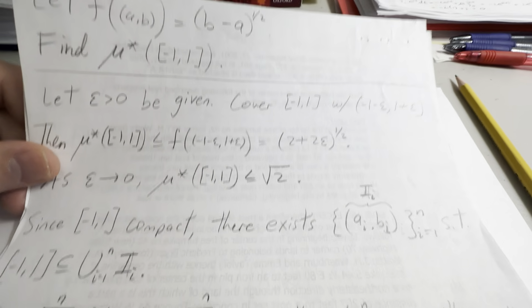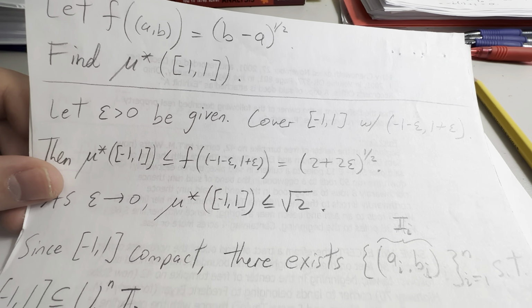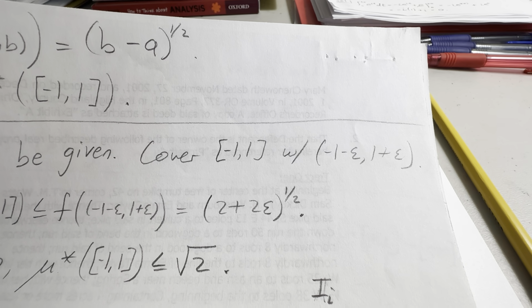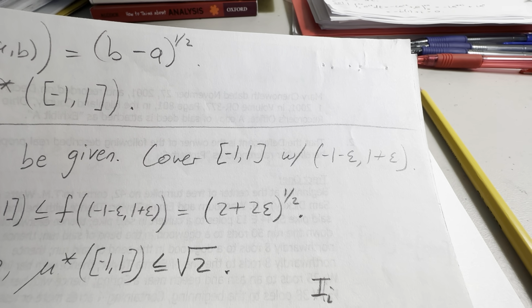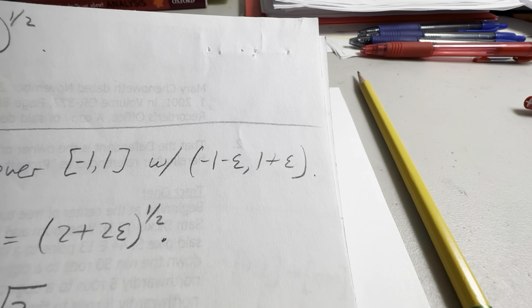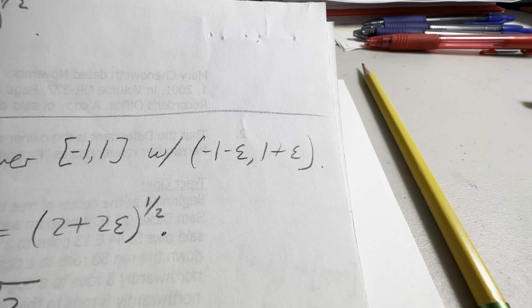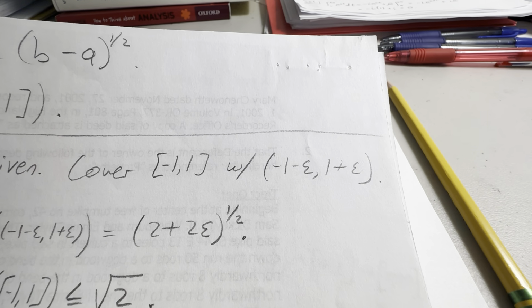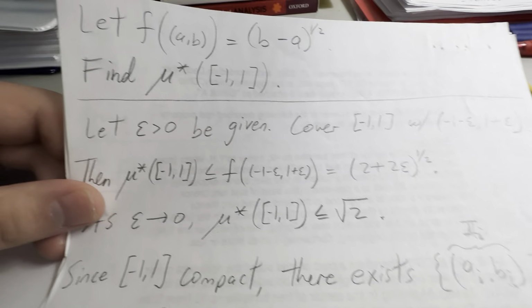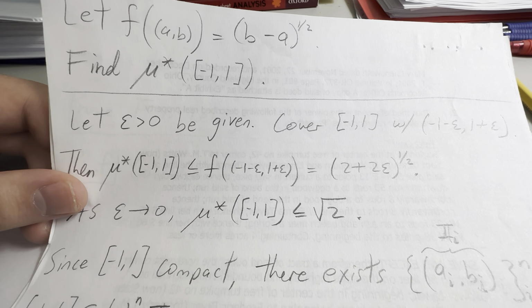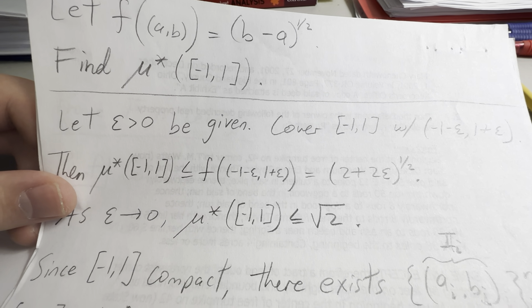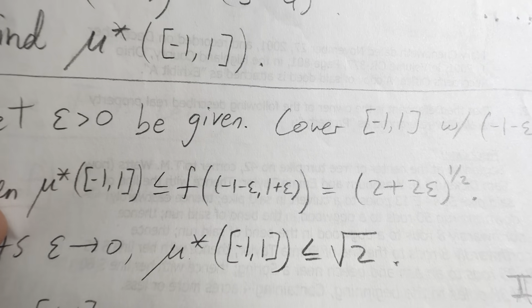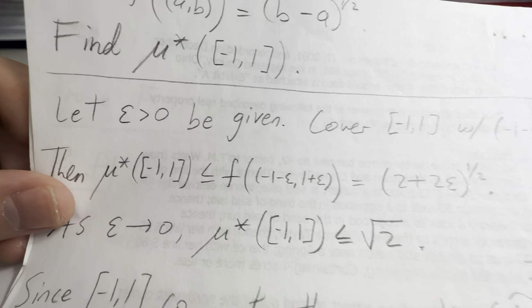Anyway, so what does the proof say? We let epsilon be given. We're always playing with epsilon. And we decide to cover the compact interval -1 to 1 with an open interval that's just a little bit bigger, by epsilon that much. Then we notice that by definition, the outer measure of that interval has to be less than or equal to f of that interval, based on the definition of mu star.